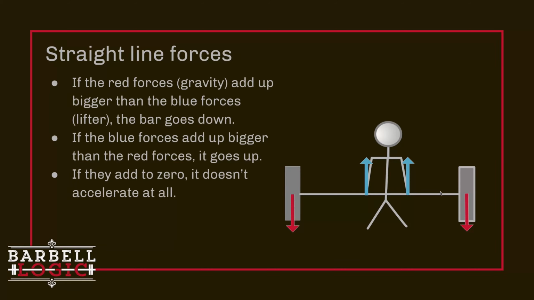Often we have straight line forces. In barbell training, we're worried a lot about gravity. So in this picture of this deadlift, if the red forces of gravity add up to be bigger than the blue forces from the lifter, the barbell goes down. If the blue forces add up to be bigger than the red forces, it goes up. If they add to zero, it doesn't accelerate at all, and it'll either continue in its motion, or if it's not moving, it'll continue not to move. We've all had that point on our deadlift.